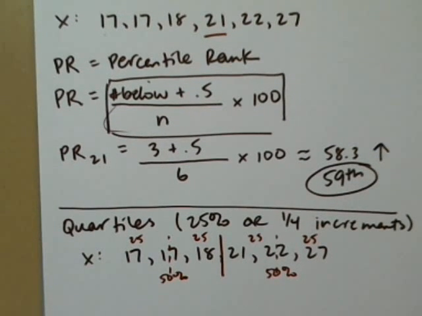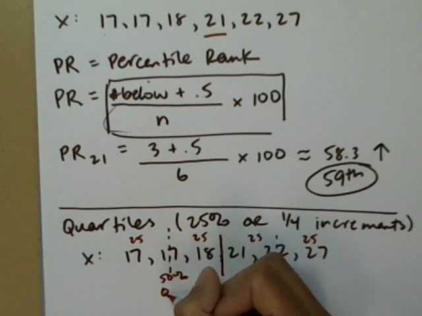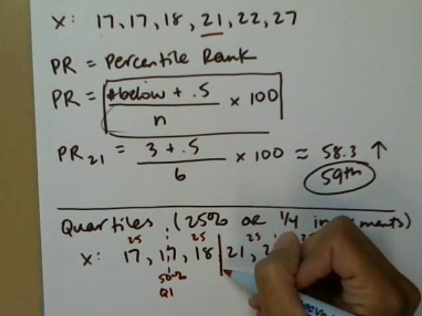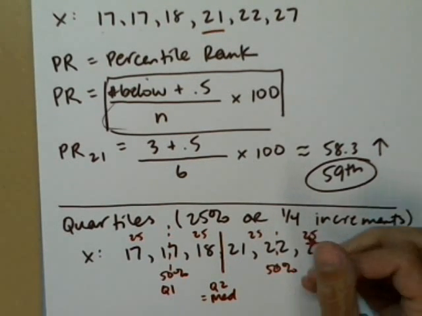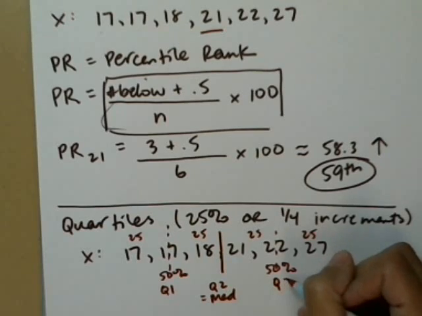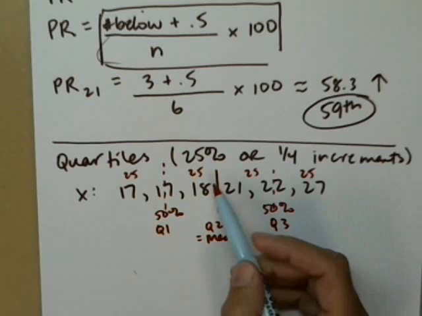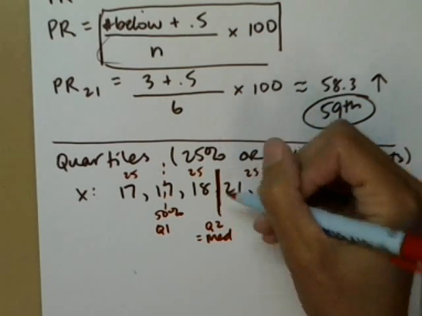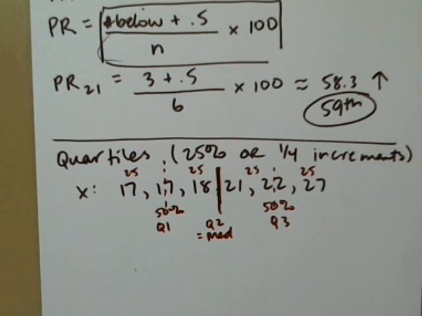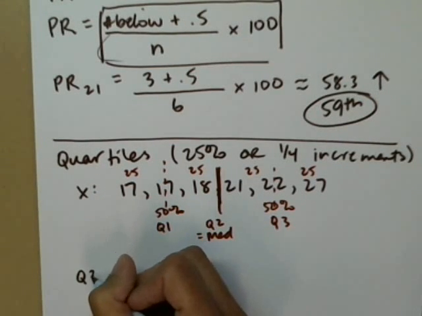To figure out these quartiles, let me mark these. So these dotted lines here, that would be quartile 1. This middle one here is quartile 2, which is equal to the median. And this last one here is quartile 3. So let's go ahead and compute those. Starting with quartile 2, because I'm going to divide my data in half first. Well, I notice that quartile 2 lives right here. It's halfway in between 18 and 21.